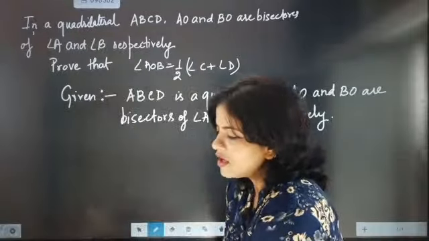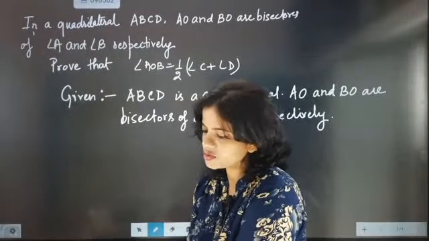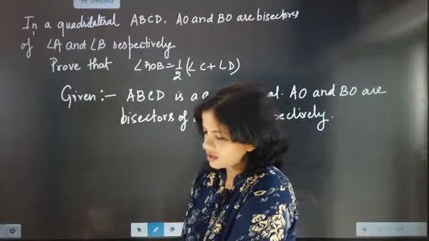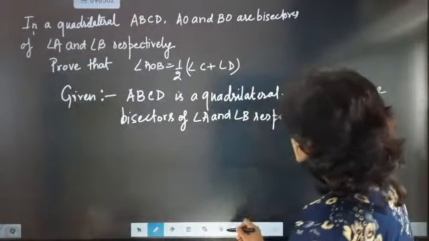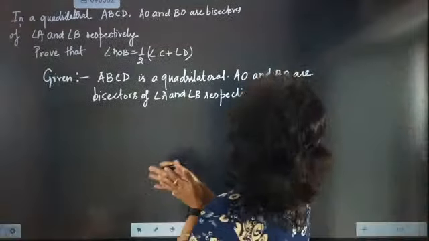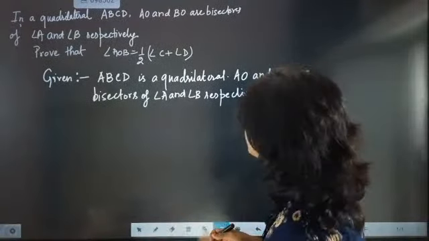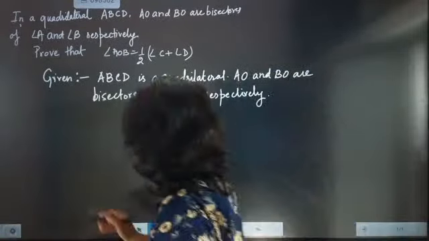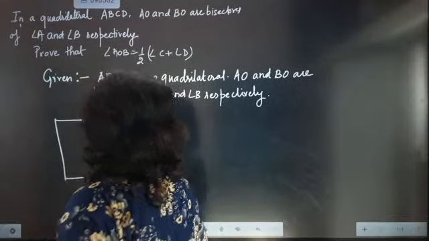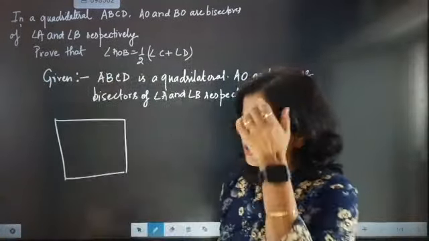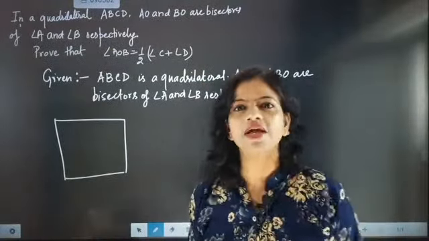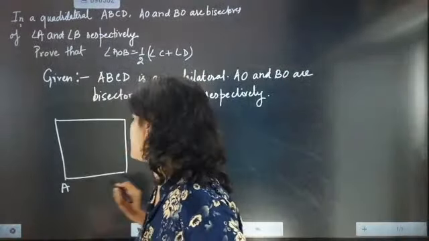How are you, beta? Given ABCD is a quadrilateral, AO and BO are bisectors of angle A and B. That's a nice start. Super. So now look here. We have understood that ABCD is a quadrilateral and AO and BO are bisectors of angle A and B. So next, what are we going to do? Better than drawing a square, we are going to just draw sides which are not equal.